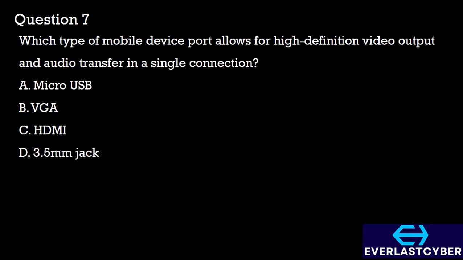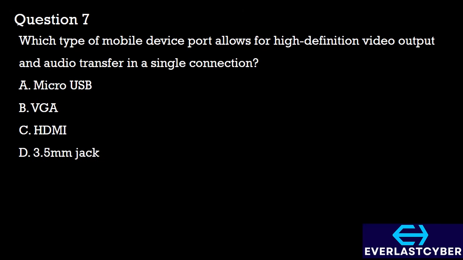Question 7. Which type of mobile device port allows for high-definition video output and audio transfer in a single connection? A. Micro USB. B. VGA. C. HDMI. D. 3.5mm jack. The micro USB port is usually used for data transfer and charging. However, it is not used for high-definition video or audio outputs.